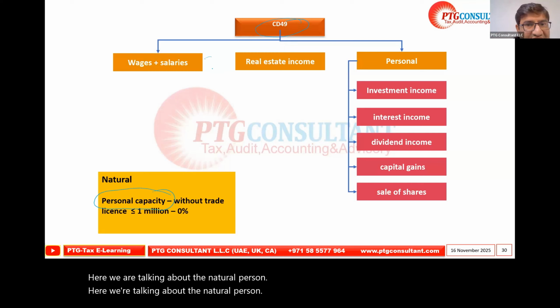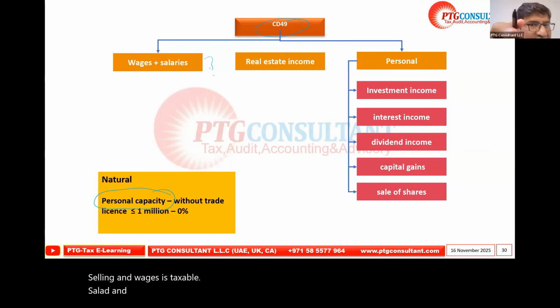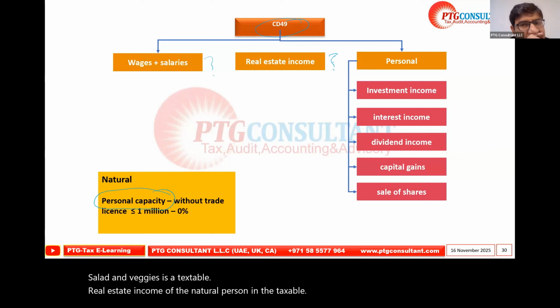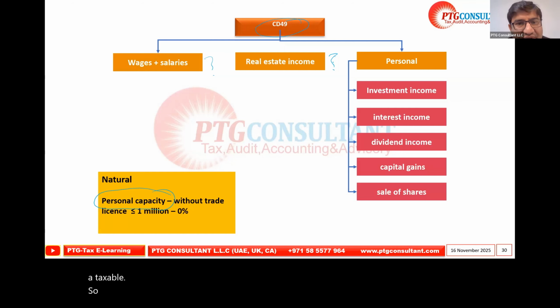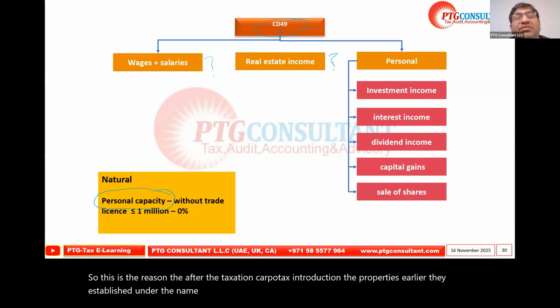Salaries and wages are taxable. Real estate income of the natural person is taxable. Real estate, if we have 100 billion real estate income as a natural person without a trade license, is it taxable? This is the reason that after the introduction of corporate tax, the properties that were earlier established under the names of companies were transferred to the natural person.